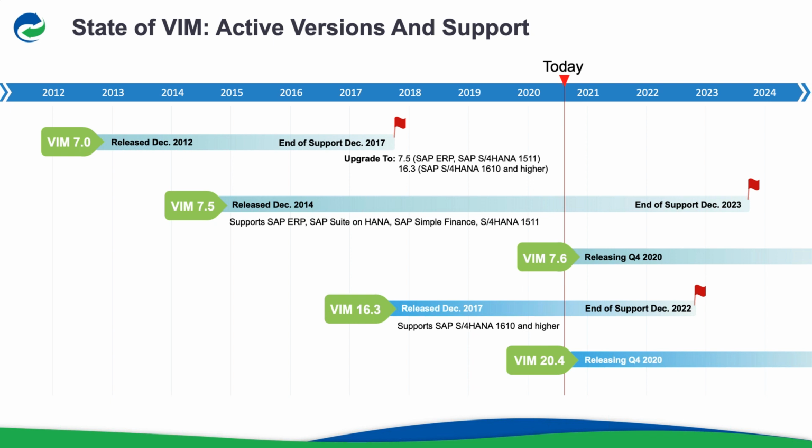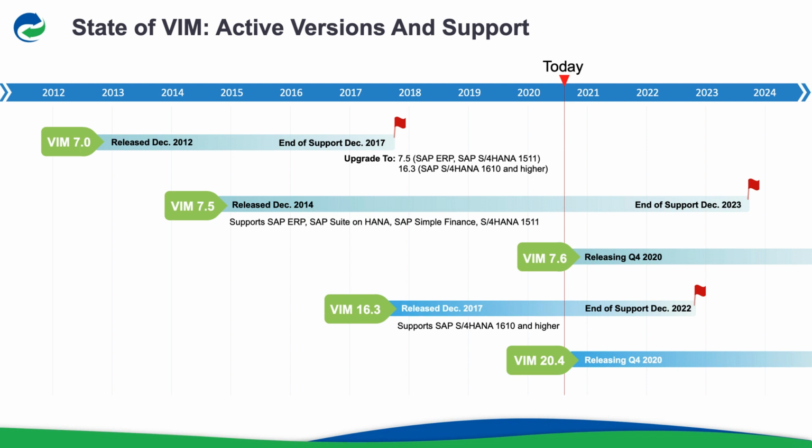But if you're in the planning of starting your upgrade to S4HANA, then you will need to make the move to an S4HANA compliant version of VIM, and right now that is version 16.3. You may wonder why the release numbers are so different. 7.5 compared to 16.3 sounds like a giant leap, but there's good reasoning behind that.